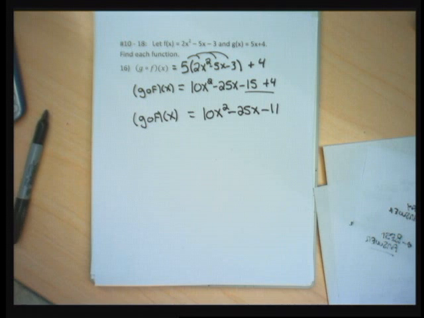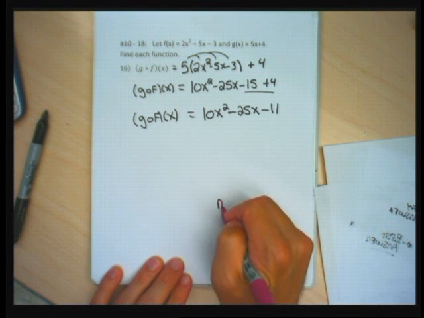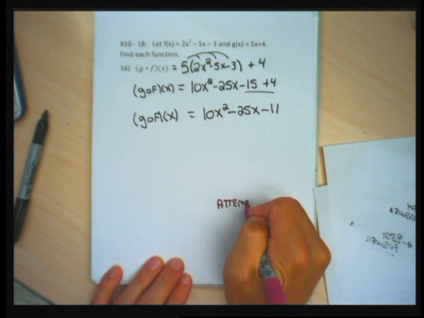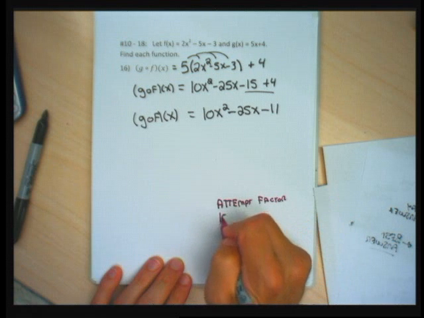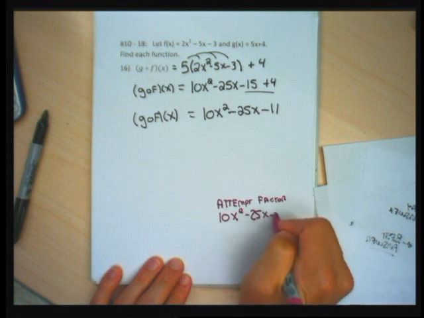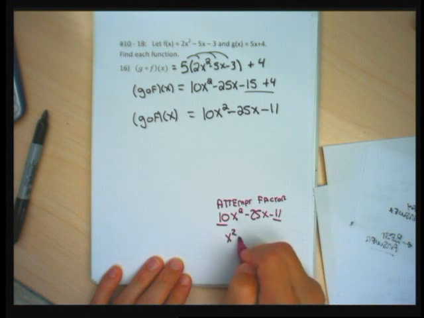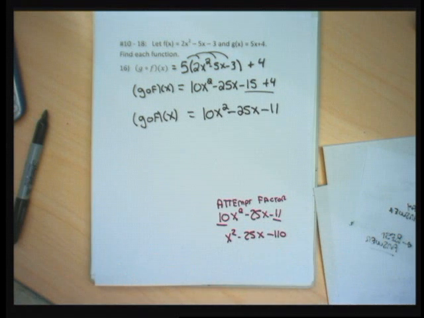This is a nasty thing to try to factor. I'm going to attempt to factor it. Because the numbers are big, it's probably not going to be easy. This probably doesn't factor. So I'm going to attempt to factor my answer using bottoms up. So it's 10x squared minus 25x minus 11. I multiply and get x squared minus 25x minus 110.